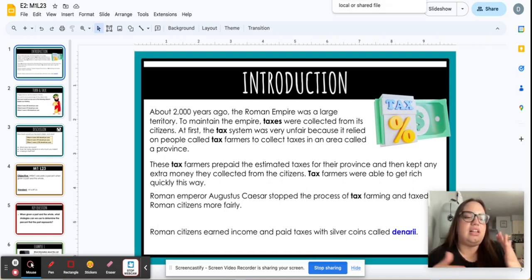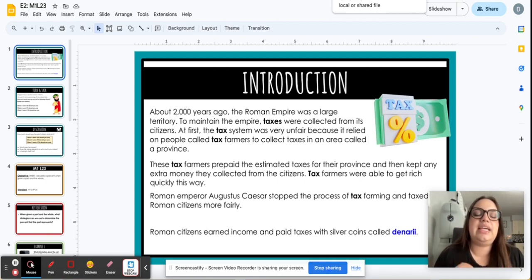But I've developed a little bit of a rhythm of what I look at first and how I plan it out. So I'm going to show you. The lesson that I'll be using is Module 1, Lesson 23. And again, this is the sixth grade math.